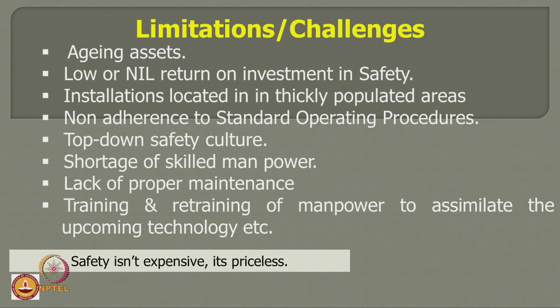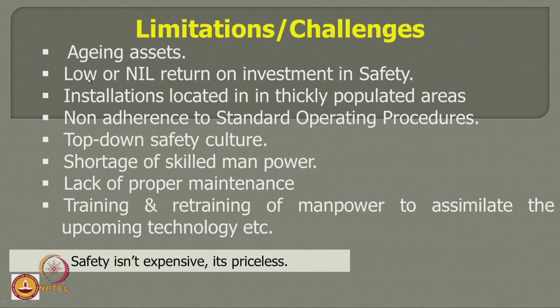Now, let us ask a question ourselves: if safety is that important in process, what are those limitations or challenges this particular industry is facing in terms of safety applied to operation? Now, the major factors or challenges which are foreseen, which prevent successful implementation of process safety, are the following: aging assets, because many assets once commissioned are not updated for their protecting capacity; low or zero return on investment in safety, because the management does not see the commercial benefit or profit of return on whatever they invested towards safety. There is essentially very low return on any expenditure that goes towards safety, or practically there is no return.